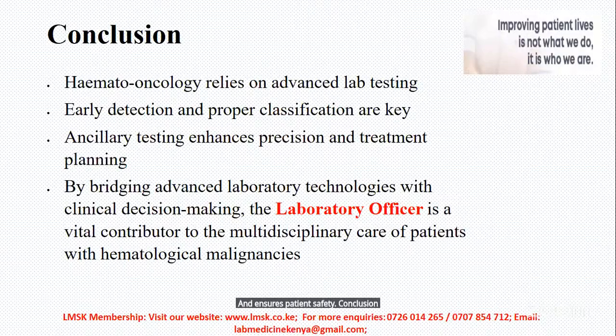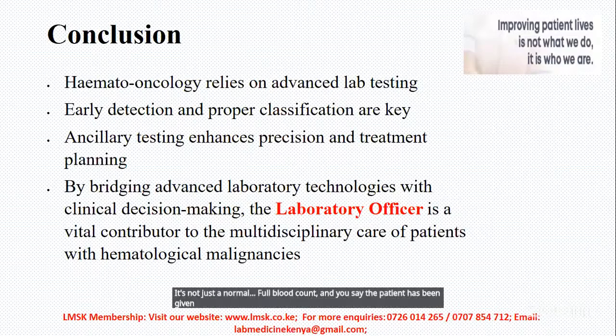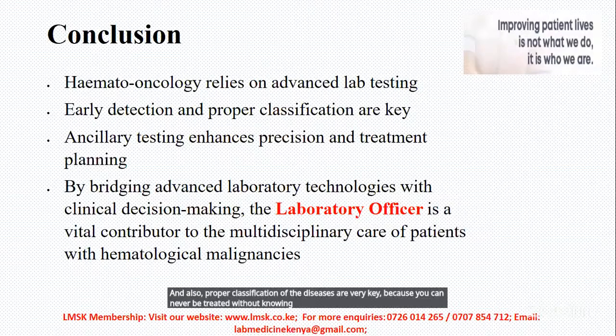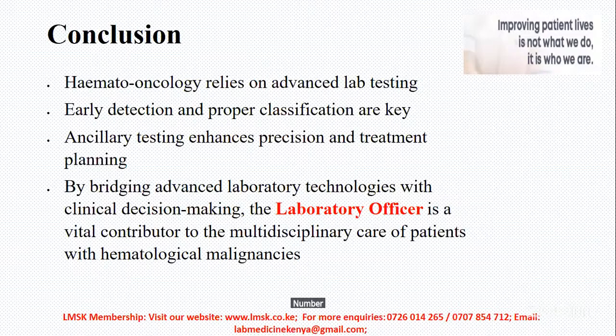Conclusion of our topic today: one, hematology relies on advanced lab testing. It's not just a normal full blood count where you say the patient has been given reports. It really relies on advanced lab testing in terms of skills and machinery. Two, early diagnosis and detection and also proper classification of the diseases are very key, because you can never be treated without knowing your exact problem. Number three, auxiliary testing enhances precision and treatment planning.